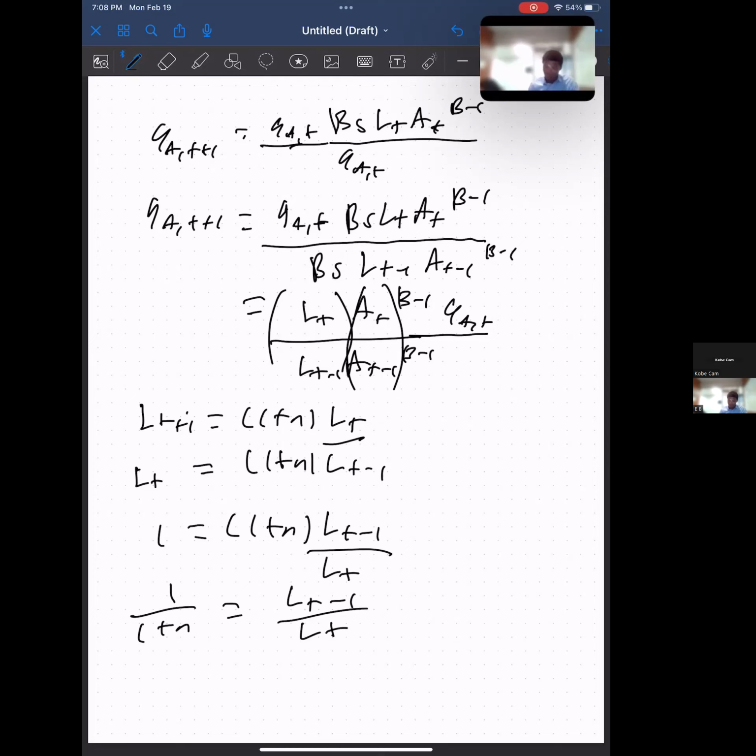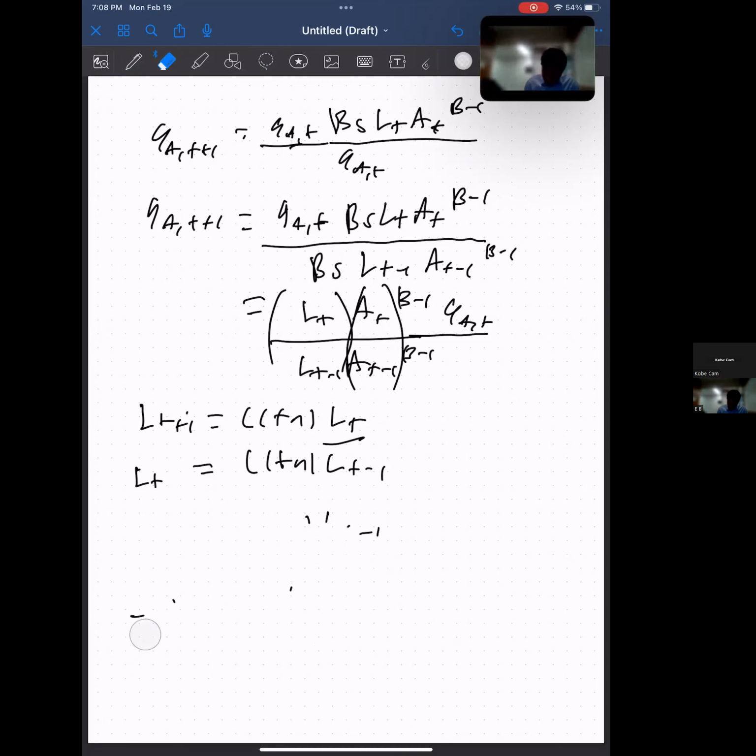And now look. Oh, wait, oops. Almost forgot. Yeah, we actually want to flip it the other way. There we go. We can just divide both sides by L_t minus 1 instead. Okay. So now we just have this L_t over L_{t-1} is equal to 1 plus n. So we can replace this expression with 1 plus n.